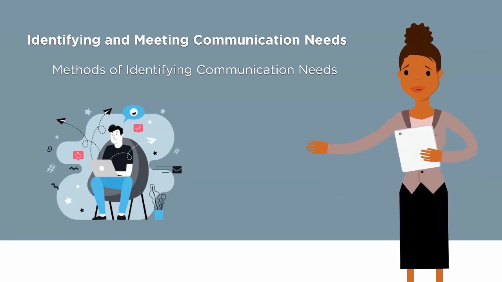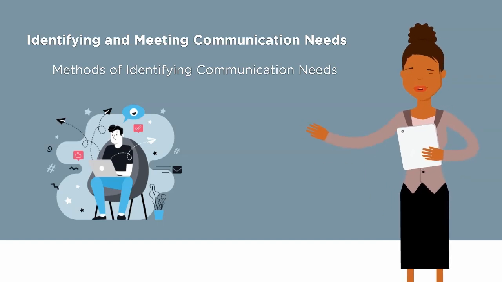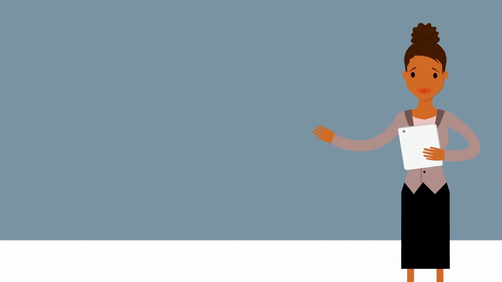4. Consider alternative methods such as phone calls for those unable to read. 5. Use existing data and employ various strategies to understand needs. 6. Record and report communication needs according to the workplace requirements.